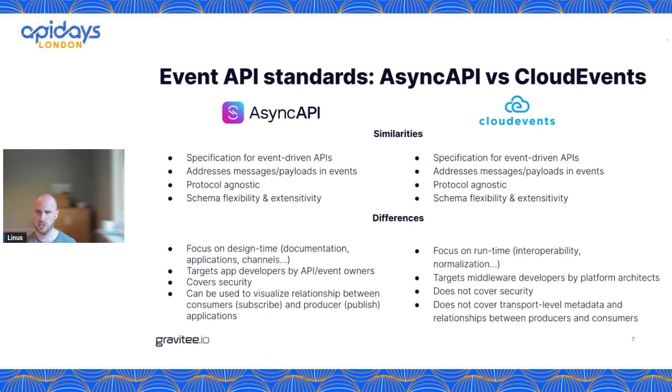It doesn't cover security. It doesn't cover the real documentation of how the API is supposed to operate, how it's secured, what operations exist, and the relationship between producers and consumers. It is very much focused on that kind of runtime component and interoperability, and is more targeted to developers and architects, while OpenAPI and AsyncAPI is more for the owners of the events and maybe API product managers and so forth that want to document and communicate about the concept of what their APIs are doing.